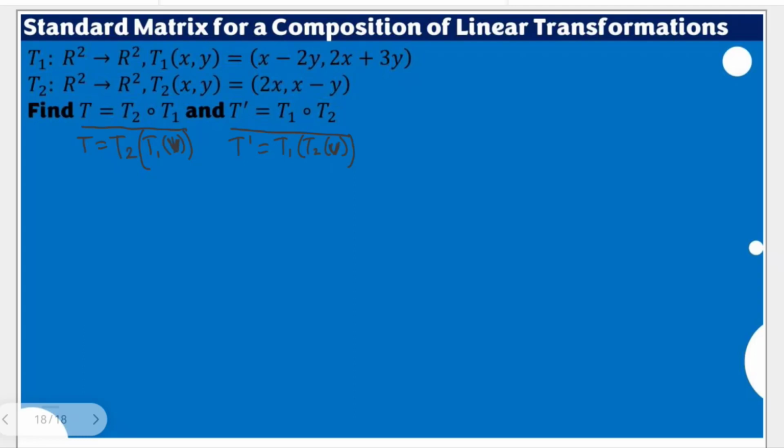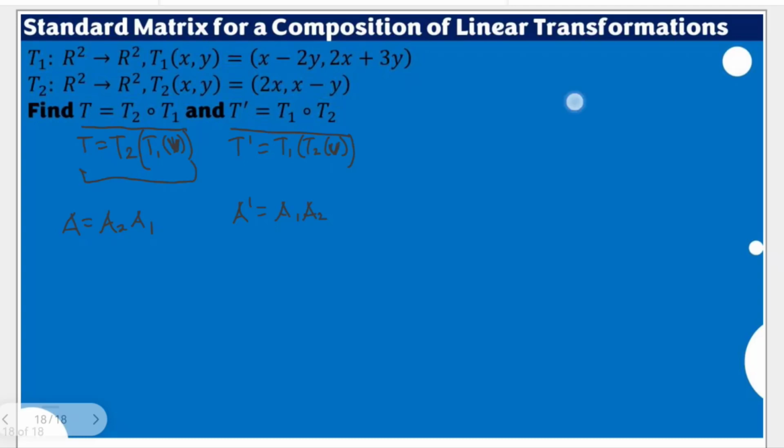linear transformation. The standard matrix of a composition, let's say the first form here, is equal to a certain matrix A, which is the product of A sub 2 and A sub 1 matrices. On the other hand, your A prime is just the product of your A sub 1 and A sub 2 matrices. Okay? However, where do we get our A sub 1 and A sub 2 matrices?